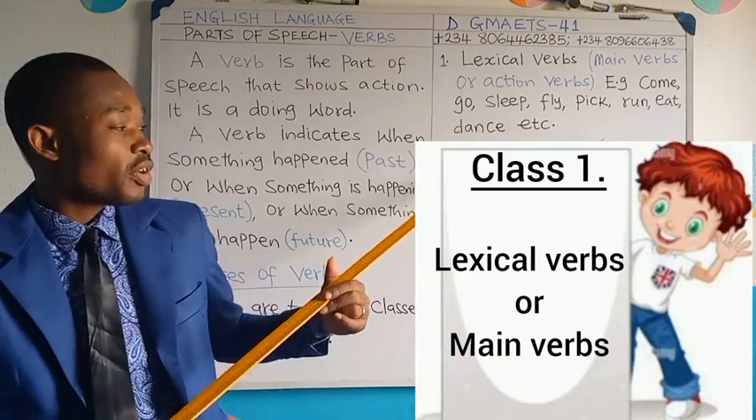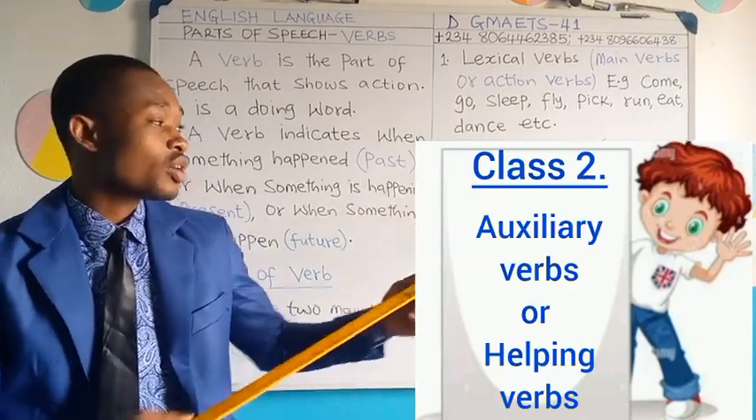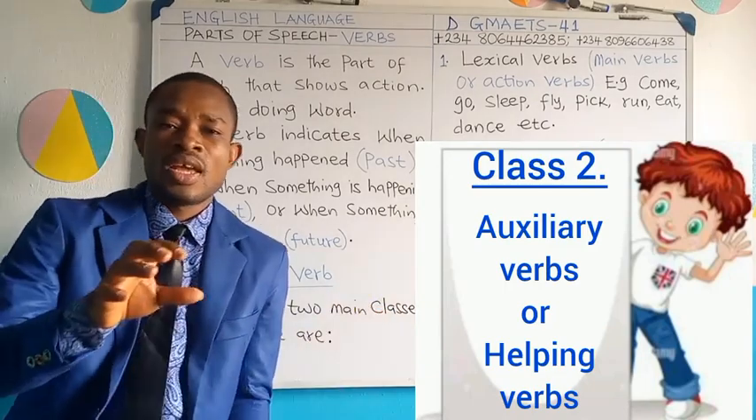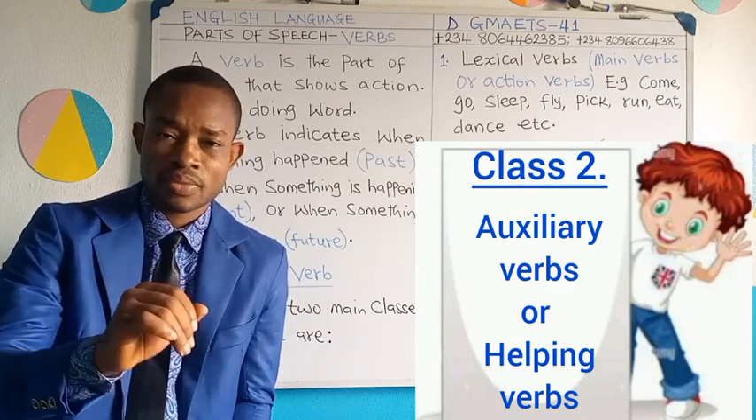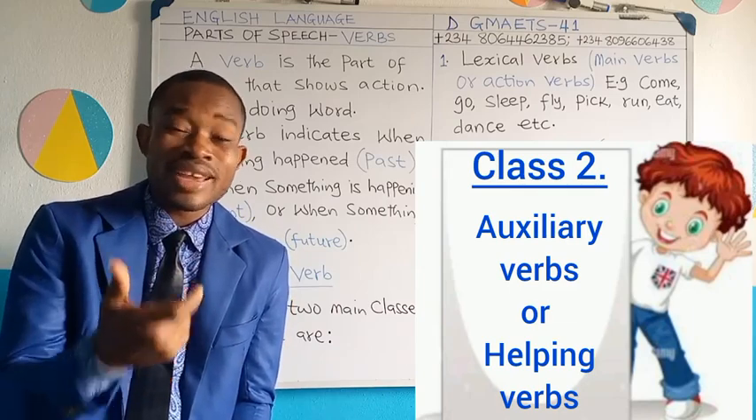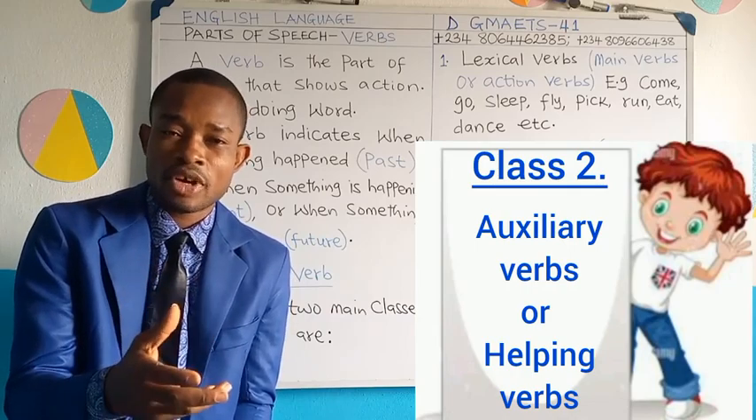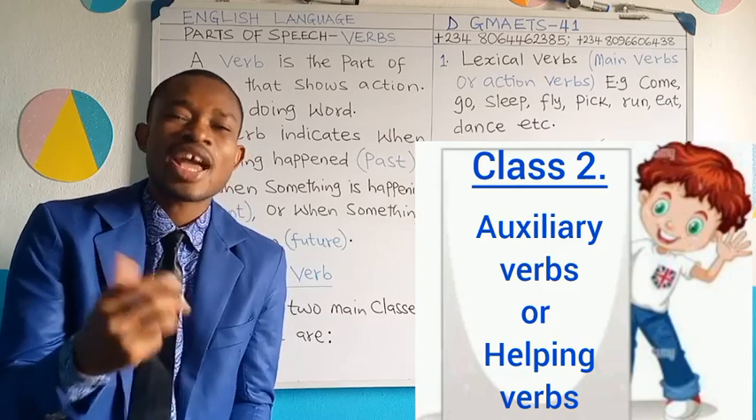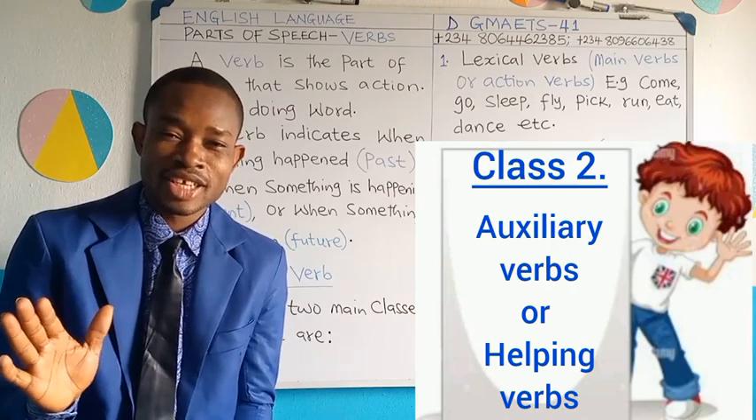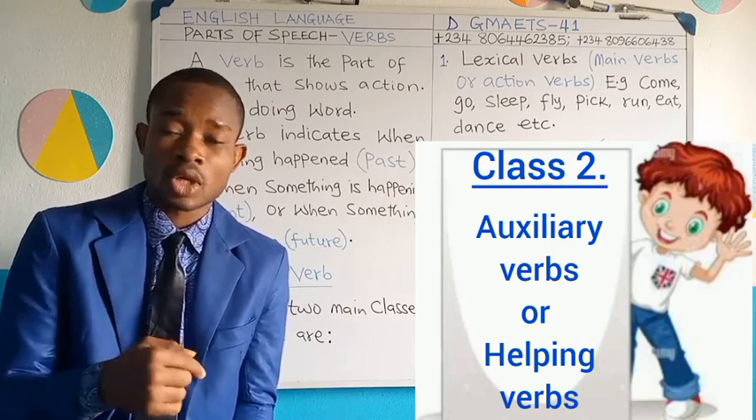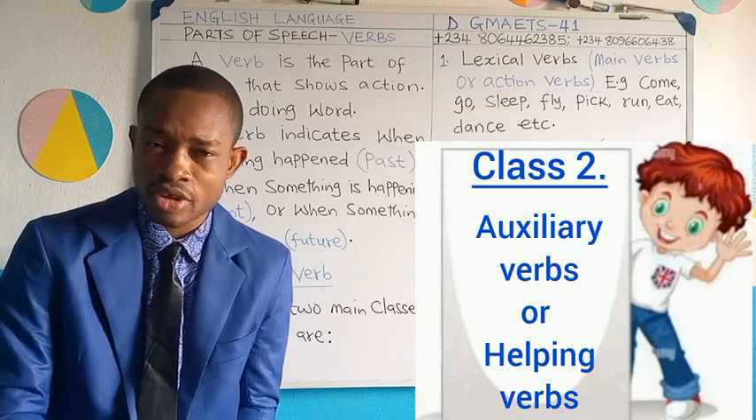Another class of verb is known as auxiliary verbs. Now, these auxiliary verbs are also known as helping verbs. Now, these verbs do not show action in themselves. When you use them in a sentence, they only support the main verb. They help the action verb, the lexical verb. They help them. Are you getting? So that's why we also call these auxiliary verbs, we refer to them as helping verbs as well too.